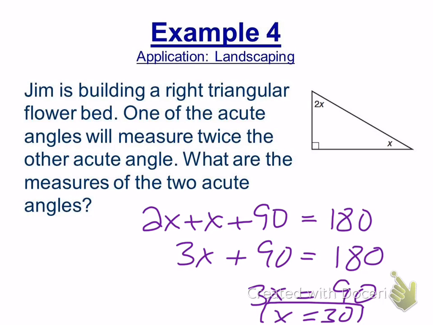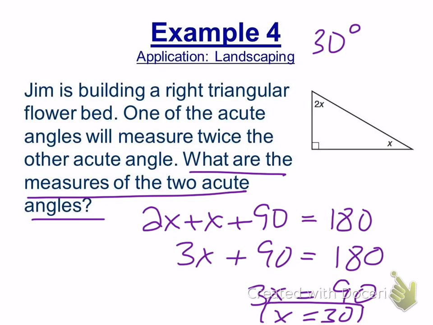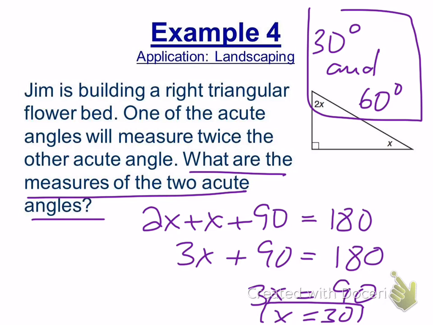Because they asked what are the measures of the two acute angles. And that's one of the things you also have to be very careful of in geometry, is that you answer the question that is being asked. Okay, x equals 30, if you put that on your test, is that the answer to this question? No, the two acute angles measure 30 degrees and 60 degrees. So there's our two answers, 30 degrees and 60 degrees.